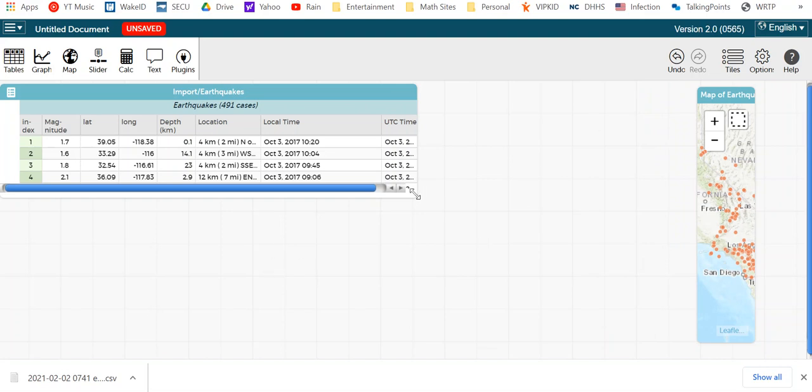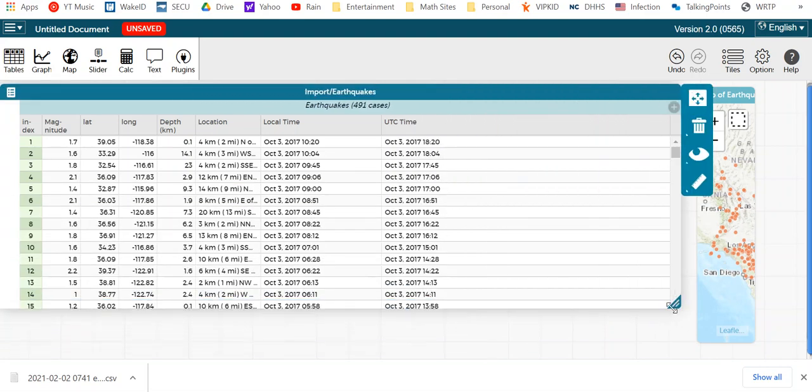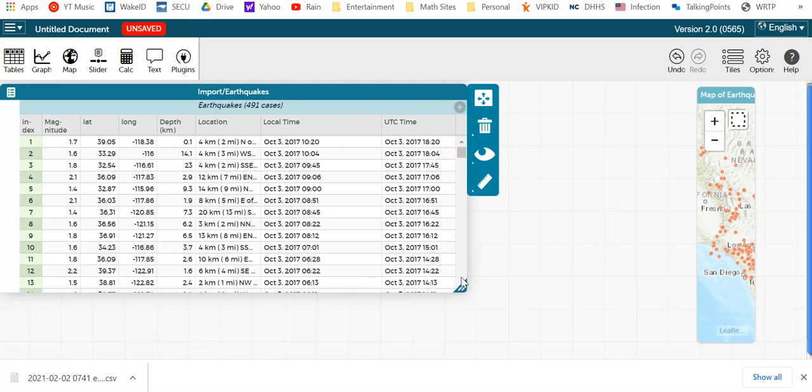So let's see. Apparently, this is the only data that you've got: magnitude, latitude, longitude, depth, location, local time, UTC time. So since we've already done depth, maybe magnitude would be a good one to study.